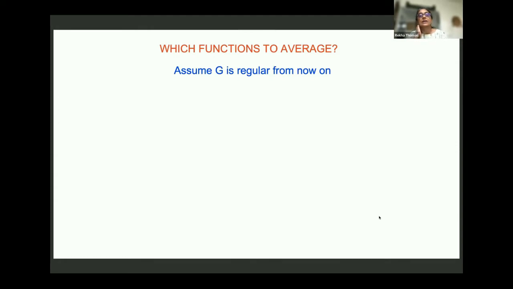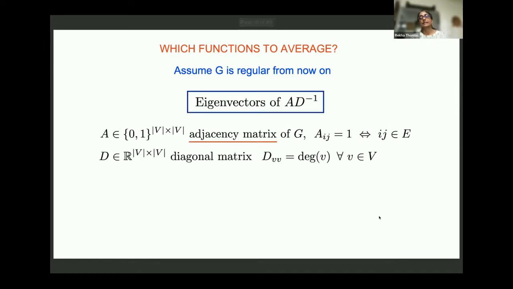So now for the rest of the talk, I'm going to make it even simpler. I'm going to assume that the graph is regular. Okay, this is not required, but it actually makes the technicalities a little bit easier. So let's go with the regular graph. And the correct functions to integrate or average rather are the eigenvectors of some sort of Laplacian of the graph. Okay, so because I have a regular graph, it turns out that we can just work with this very simple matrix, which is the adjacency matrix of the graph, times D inverse, which is the diagonal matrix that consists of the degrees of vertices on the diagonal.